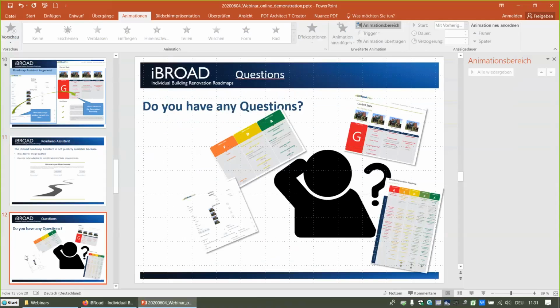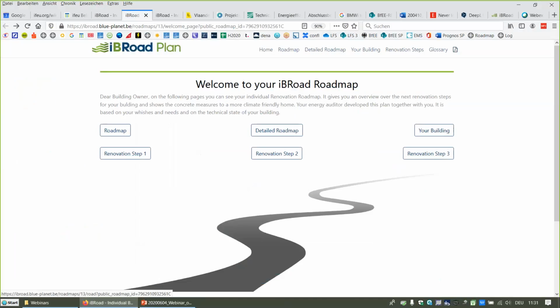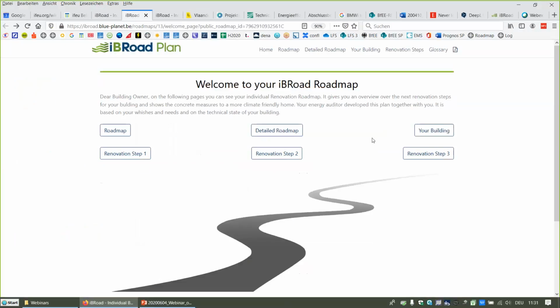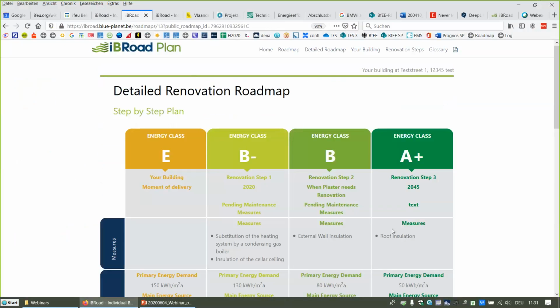You mean to move on to the logbook? Yes. So perhaps if you go back a little bit to the roadmap assistant, there's a couple of points that could be perhaps clarified further. I suggest if you go back to the final screen that you showed with the overall, the detailed summary of the roadmap here. Yes.